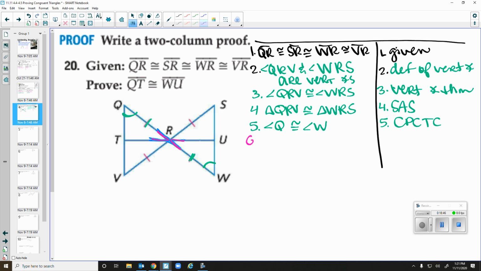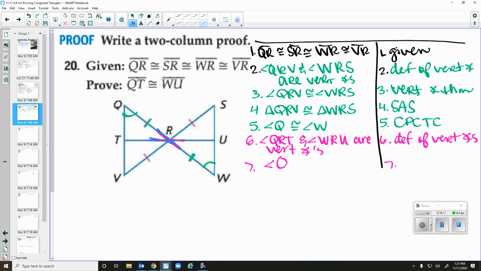So, angle QRT and angle WRU are vertical angles. So they're congruent.